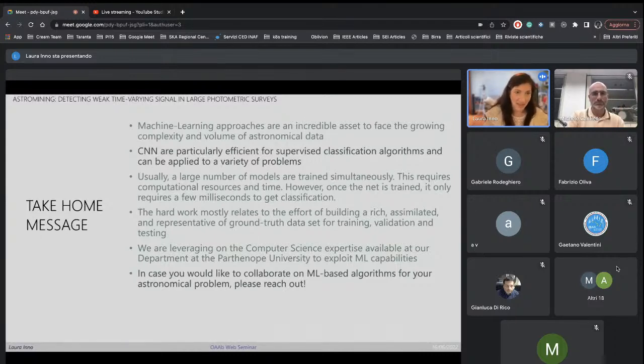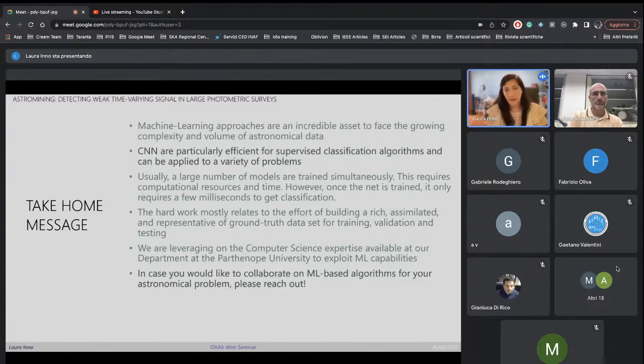Then these are my final take-home messages. Basically, machine learning approaches are a great asset to face the growing complexity and volume of astronomical data. In particular, CNNs are particularly efficient for supervised classification and can be applied to a variety of problems. Usually you need to train simultaneously a large number of models, which requires computational resources and time, but once the net is trained, then it's super quick in giving the final disposition.